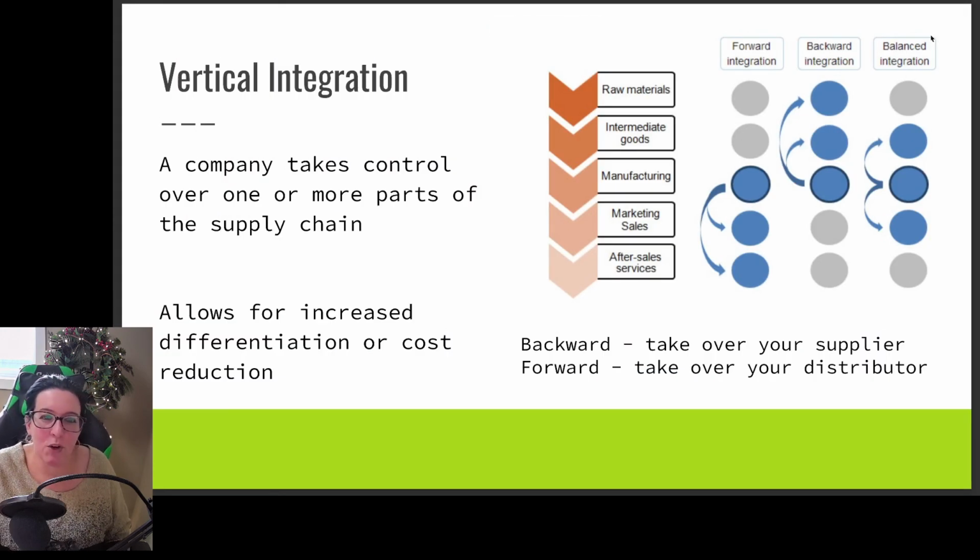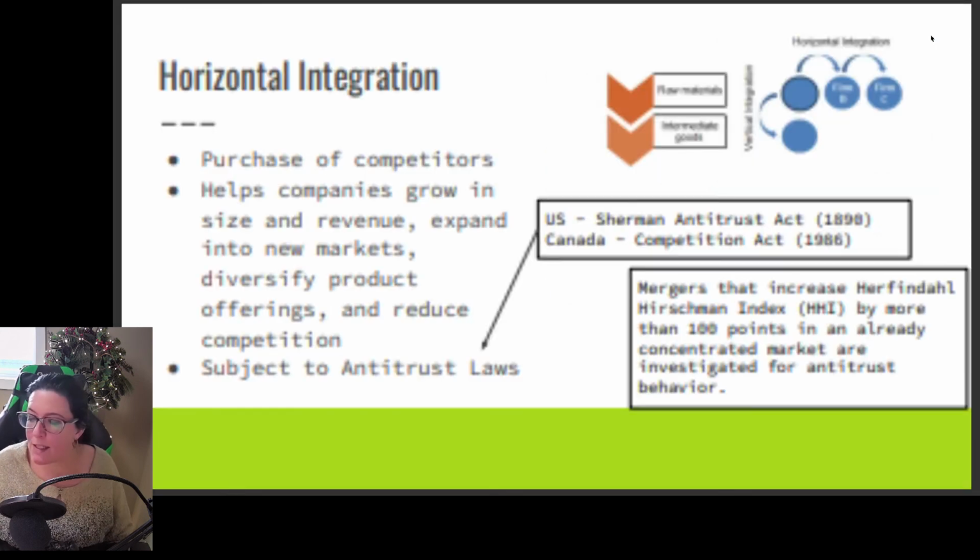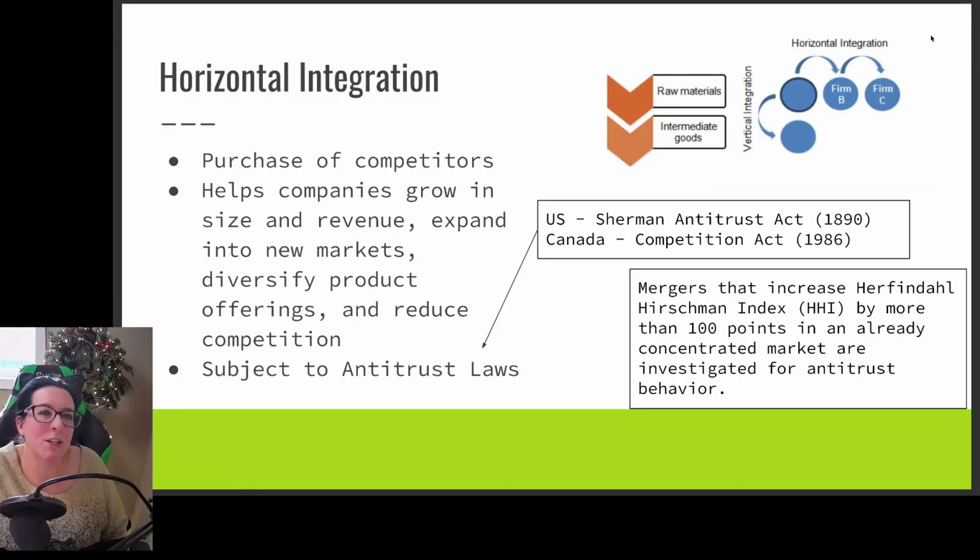So backward integration is where you take over the supplier. Forward integration, you take over your distributor. We want to differentiate this from horizontal integration. Horizontal integration is where you take over the competition. So if we purchase our competitor or we merge with the competition, we have horizontal integration.